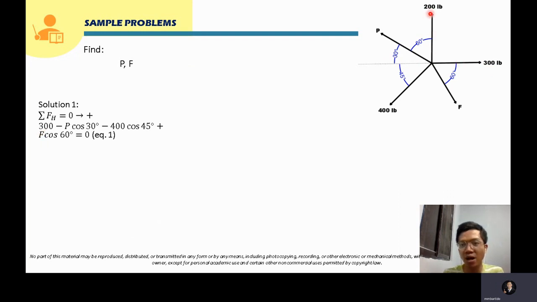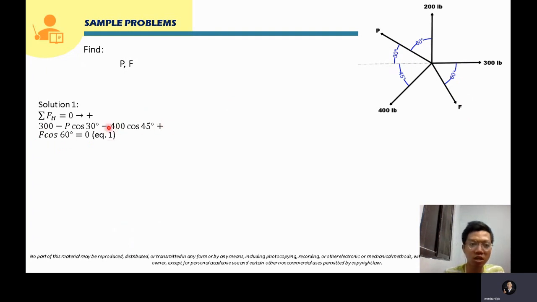Your 200-pound force here is actually vertical, so it will not be included in the summation of the horizontal components. For P, its horizontal component will be P cosine 30 degrees and it is directed to the left, so it will be negative. For our 400-pound force, its horizontal component will be 400 cosine 45 degrees, directed to the left, so it is negative. For force F, its horizontal component will be F cosine 60 degrees, directed to the right.